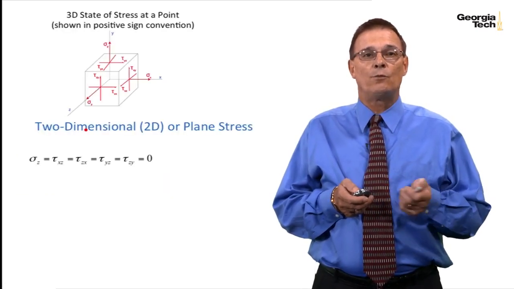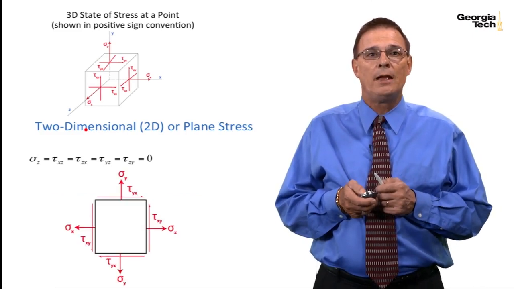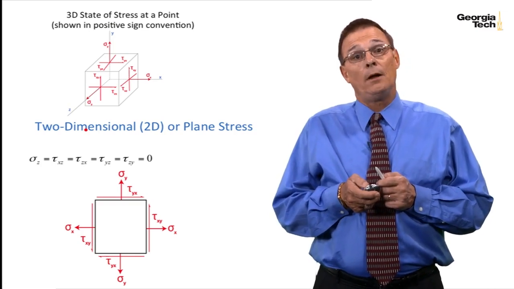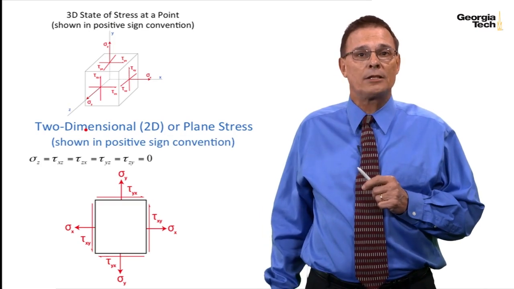Okay, so I've zeroed out all my shear stresses and normal stresses in the z direction, and I end up with just stresses on the x and y planes. And I've shown them again in a positive sign convention.